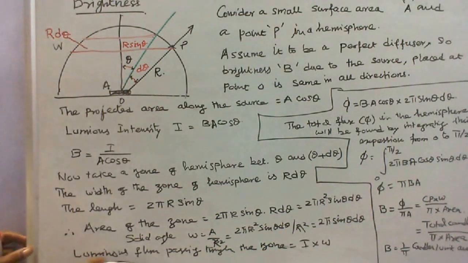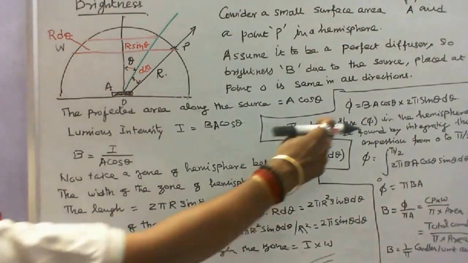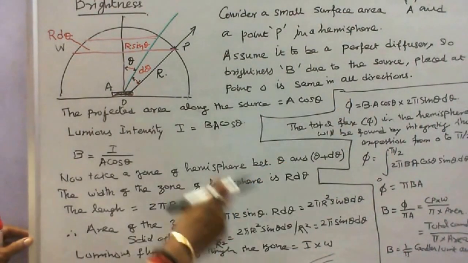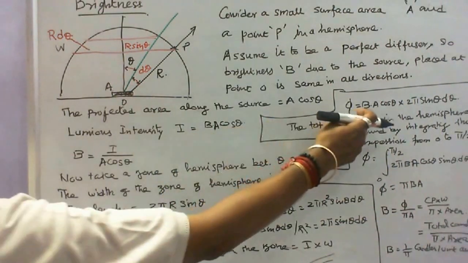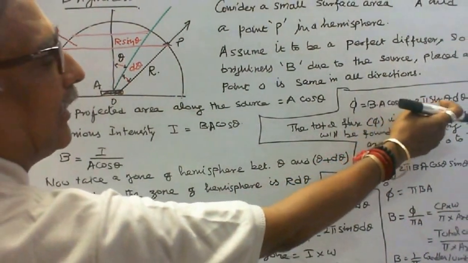The luminous flux passing through the zone is equal to I into omega. We know that I is equal to phi by omega. Therefore, phi is equal to I into omega. Here phi is equal to I, that is B into A into cos theta, into omega, 2 pi sin theta d theta.